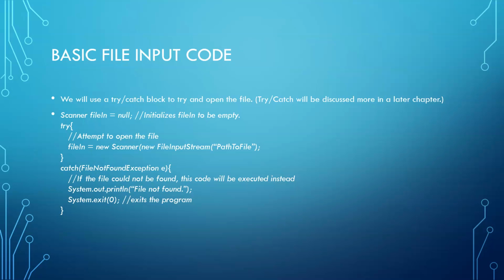I'm going to attempt to open the file: fileIn equals new Scanner, new FileInputStream, and then the path to the file. Catch FileNotFoundException e. If the file cannot be found, we're going to do this code instead. System.out.println("File not found"). System.exit(0), which simply closes out the program. Very simple. It's going to try to read the file in. If it's not there, close the program.